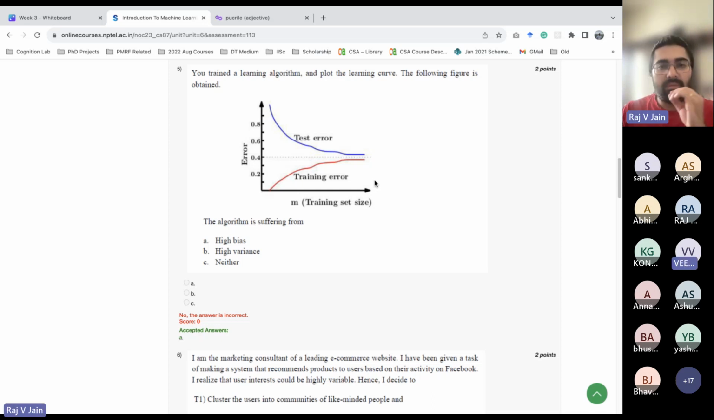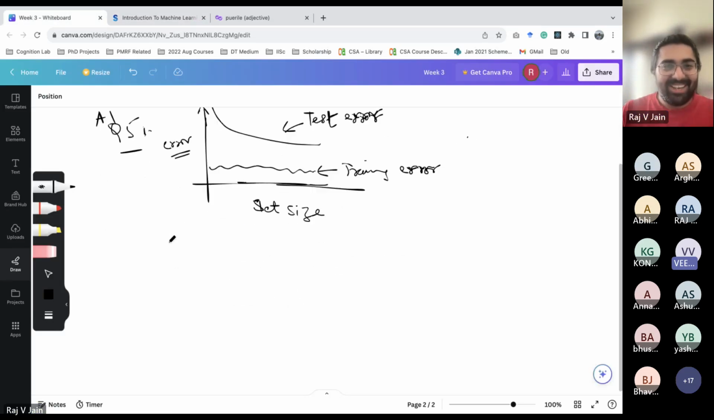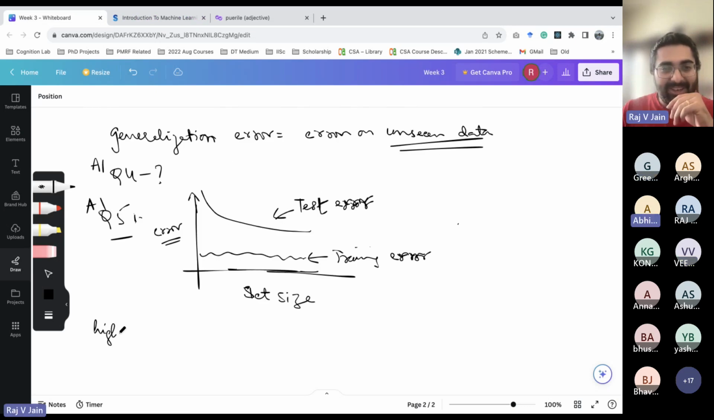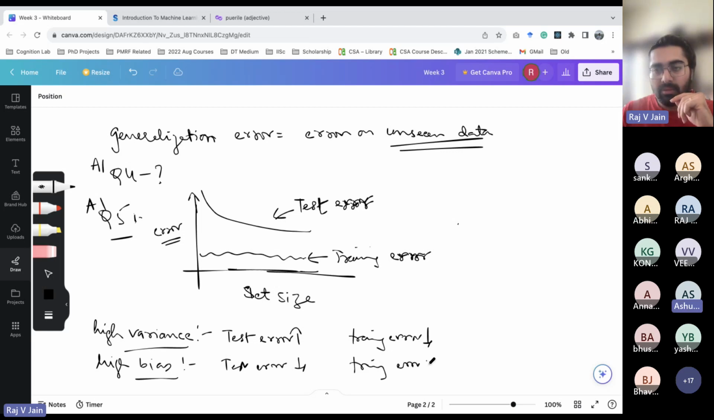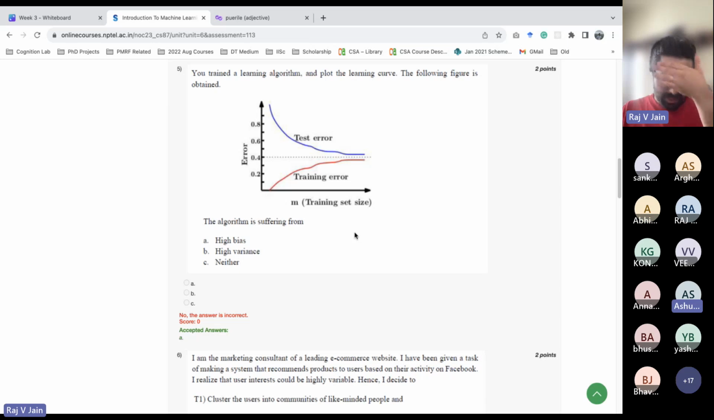Sir, repeat the second one. A high variance, you said something. If a model has high variance, it will have high test error and low training error. Similarly, the opposite for a high bias system: test error will generally be low, but the training error could be high. Again, I understand it's a bit subjective, but this is what it is.